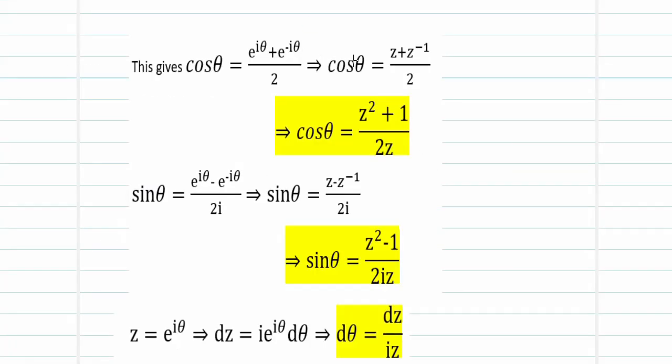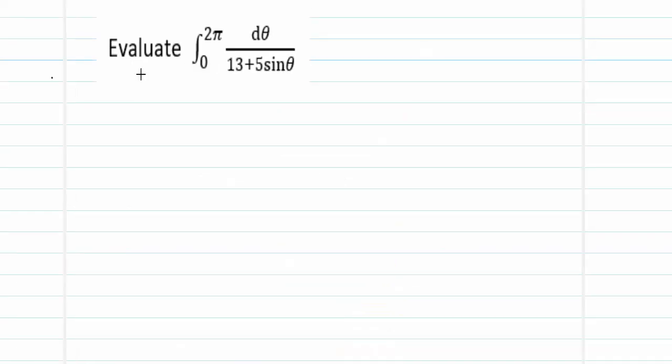Next, the basic requirement for the type 1 conversions: cos theta is replaced by (z square plus 1) by 2z, sin theta is replaced by (z square minus 1) divided by 2iz, and d theta is replaced by dz by iz. Having these to be memorized, we move on to evaluate the next problem: evaluate the integral from 0 to 2 pi of d theta divided by 13 plus 5 sin theta.